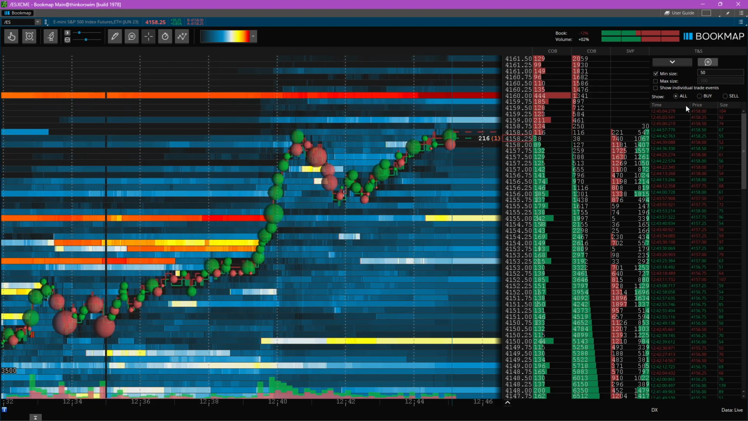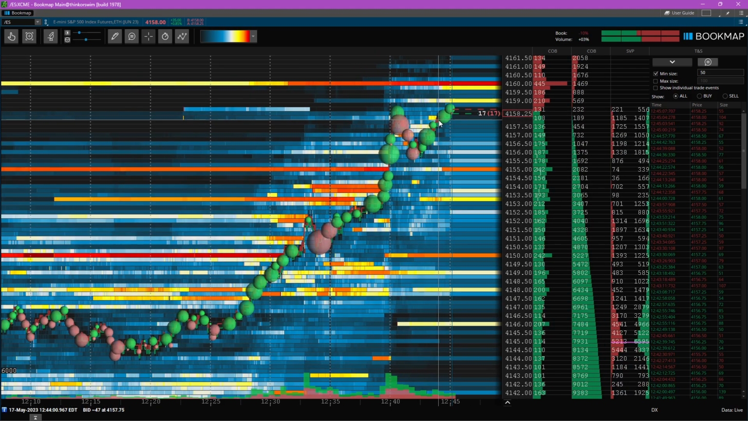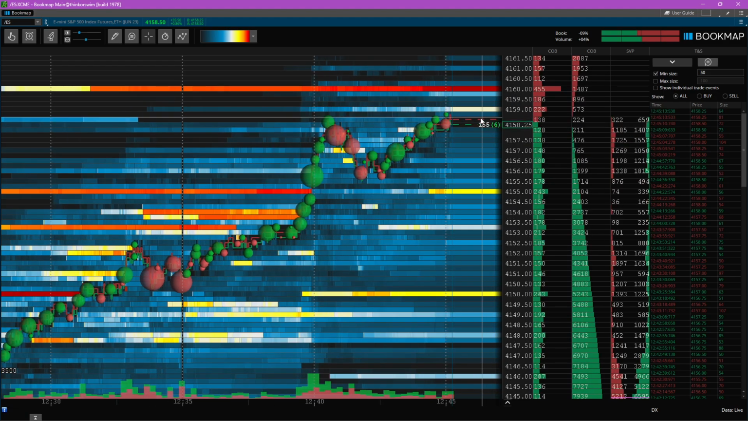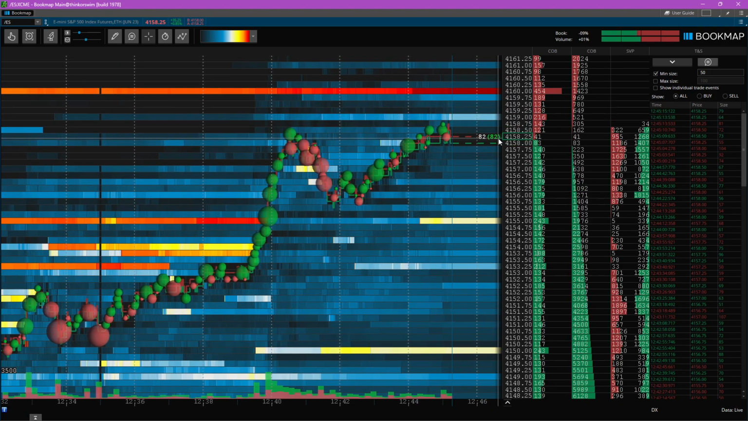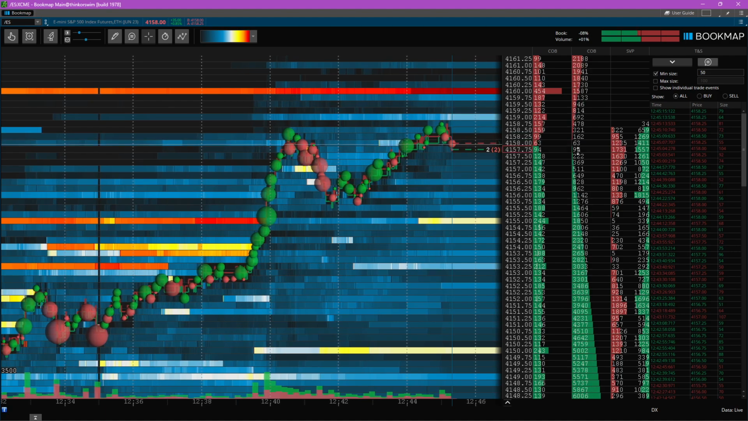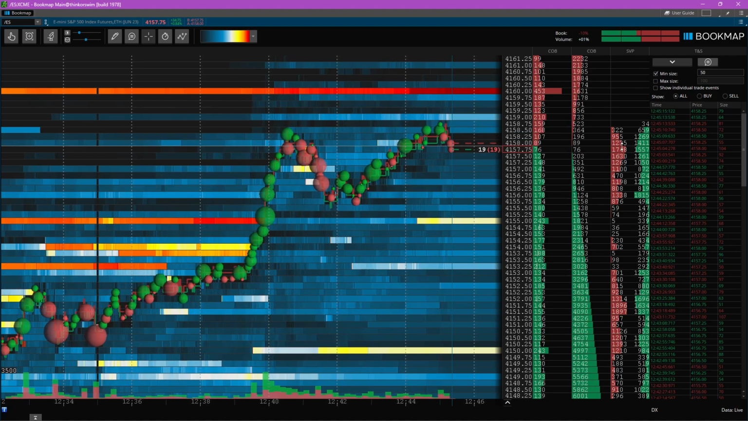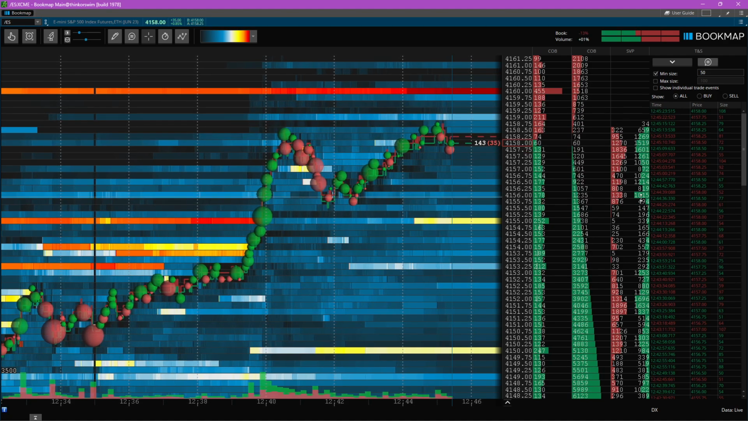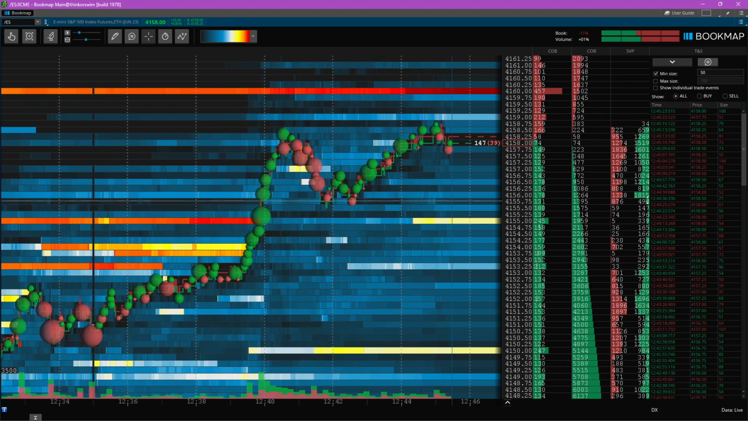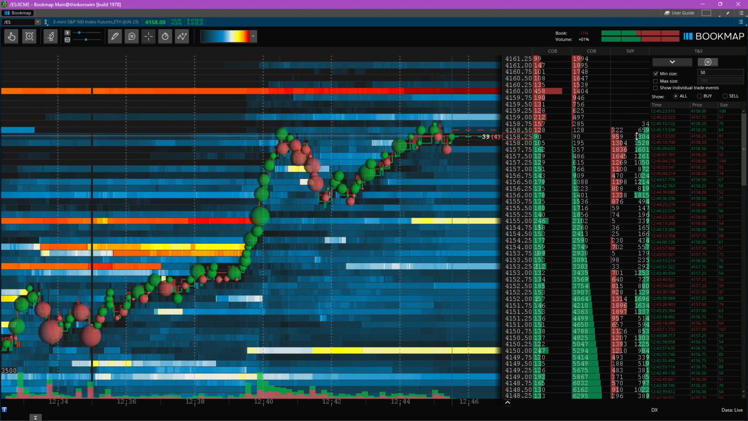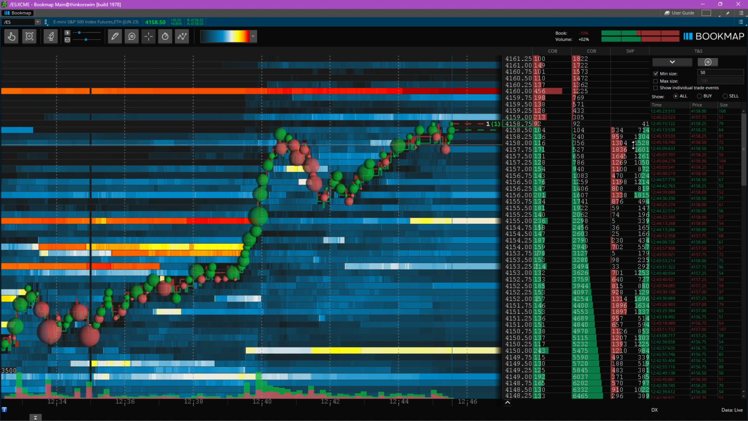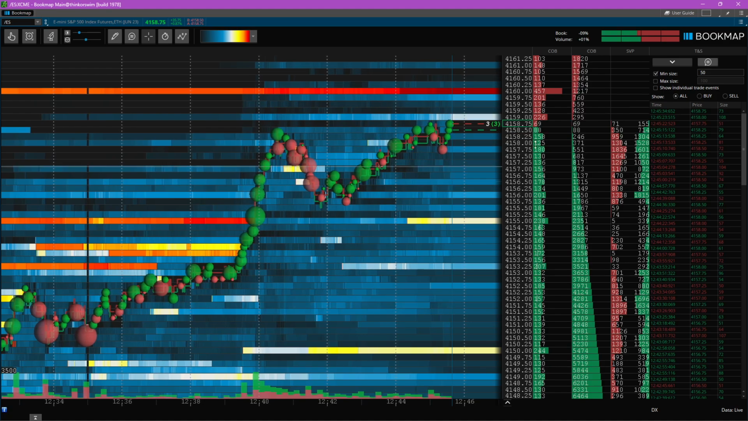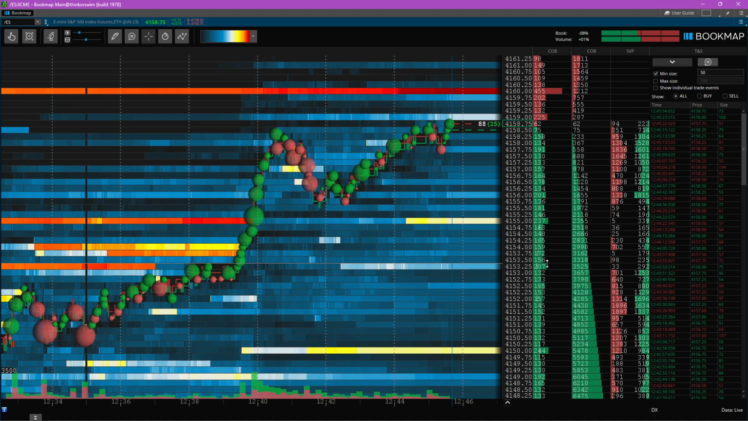Hopefully we can hit the target, but you can see there's some decent size here. 4159 as well. And right here is the session volume, so you can see the total amount of contracts traded at that certain price for the session. That can be pretty handy as well. And then the current order book, these are just all the passive orders sitting on the market right now.